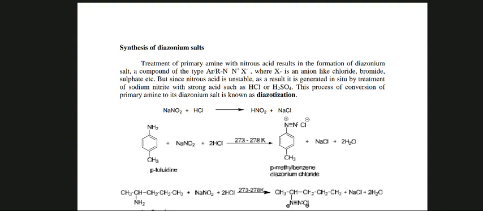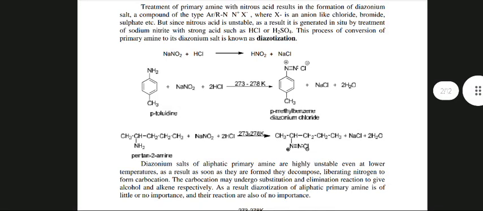This process of conversion of primary amine to its diazonium salt is called diazotization. NaNO2 plus HCl gives HNO2 plus NaCl. p-Toluidine plus NaNO2 plus 2HCl at 273 to 278 Kelvin gives p-methyl benzene diazonium chloride plus NaCl plus 2H2O. CH3CH(NH2)CH2CH2CH3, pentan-2-amine, plus NaNO2 plus HCl at 273 to 278 Kelvin gives CH3CH-N triple bond N-Cl CH2CH2CH3 plus NaCl plus 2H2O.